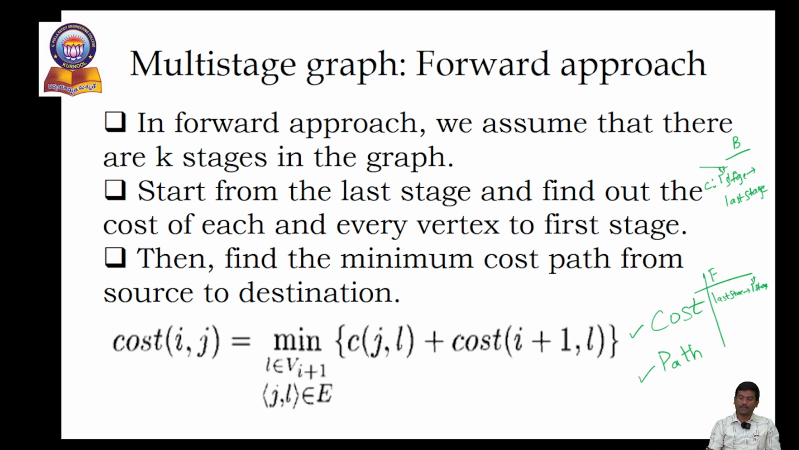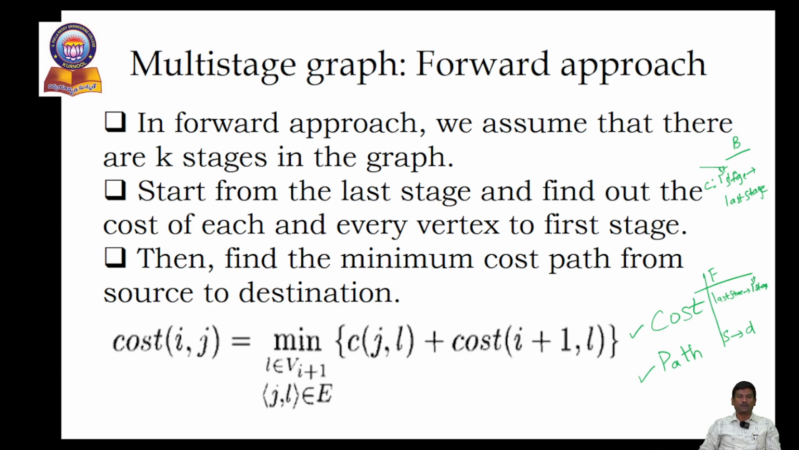And coming to the path, the path in the forward approach is from the source vertex to the destination vertex. Whereas in the case of the backward approach, it is from the destination vertex to the start vertex.